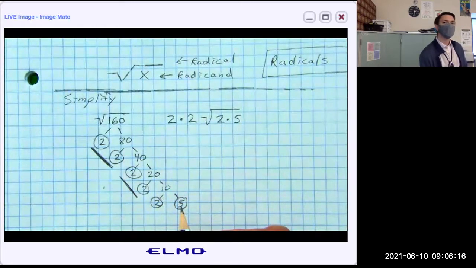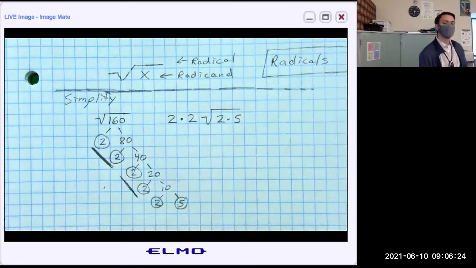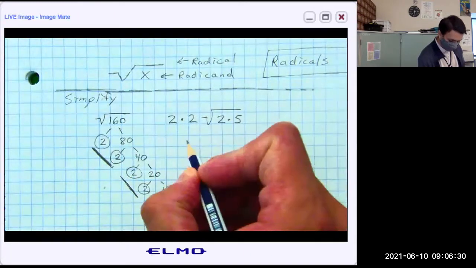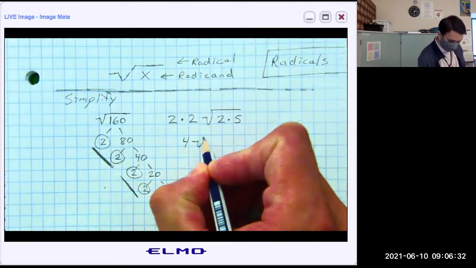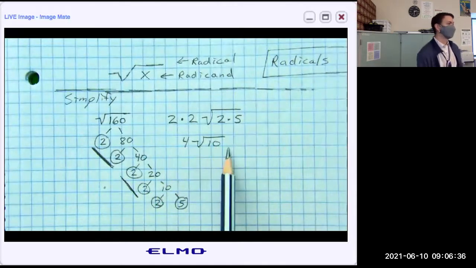So this is the way simplifying works. I pair up my prime factors, and if there's a pair of a number, then one of them can escape. If there's anything left over, they stay inside. And now I can simplify this. 2 times 2 is 4, but I still have a square root of 10. This means 4 times the square root of 10.